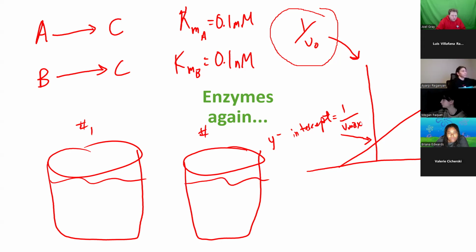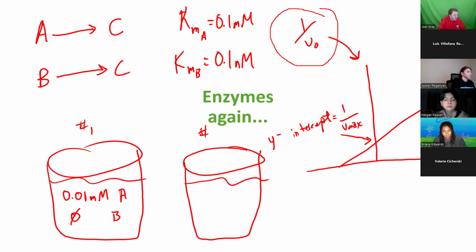In beaker number one, you have 0.01 millimolar of A and none of B. And then in beaker number two, you have 0 of A and 0.01 millimolar of B. Which container has the enzyme in a solution with less substrate than its Km?